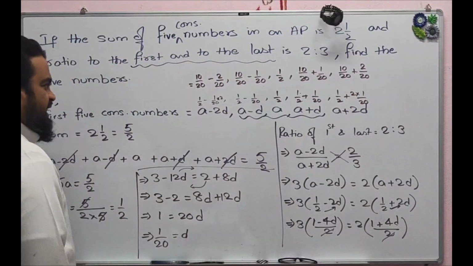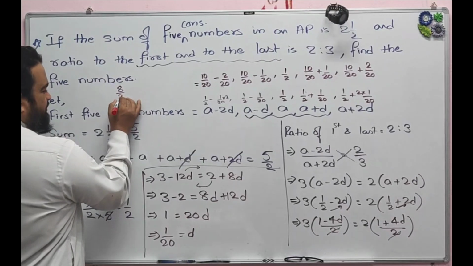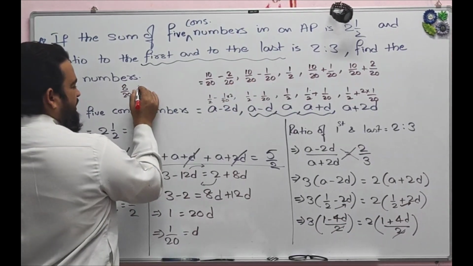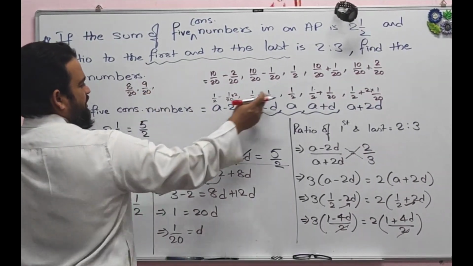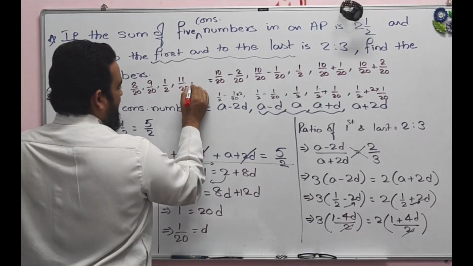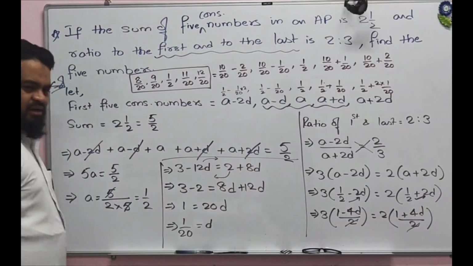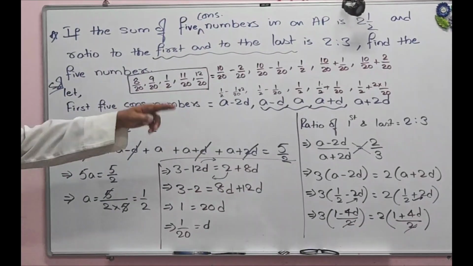So therefore, what is the AP? 10 by 20 minus 2 by 20 is 8 by 20. And 10 by 20 minus 1 by 20 is 9 by 20. After that, 1 by 2. After that, 11 by 20. After that, 12 by 20. These are the 5 numbers which are in AP. I don't have place, so it is.